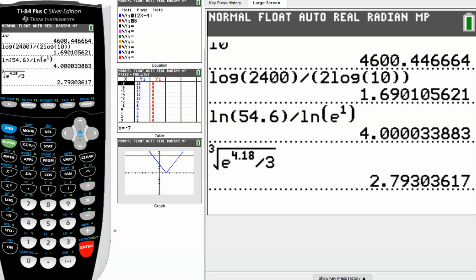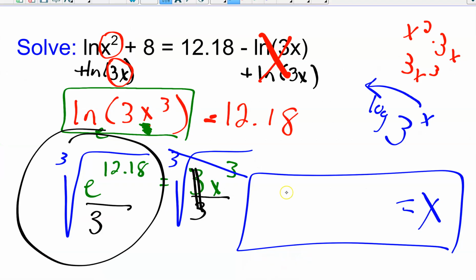So make sure that you're able to punch that in your personal calculator so that you don't have any issues with that on a test. So I got 2.7930.